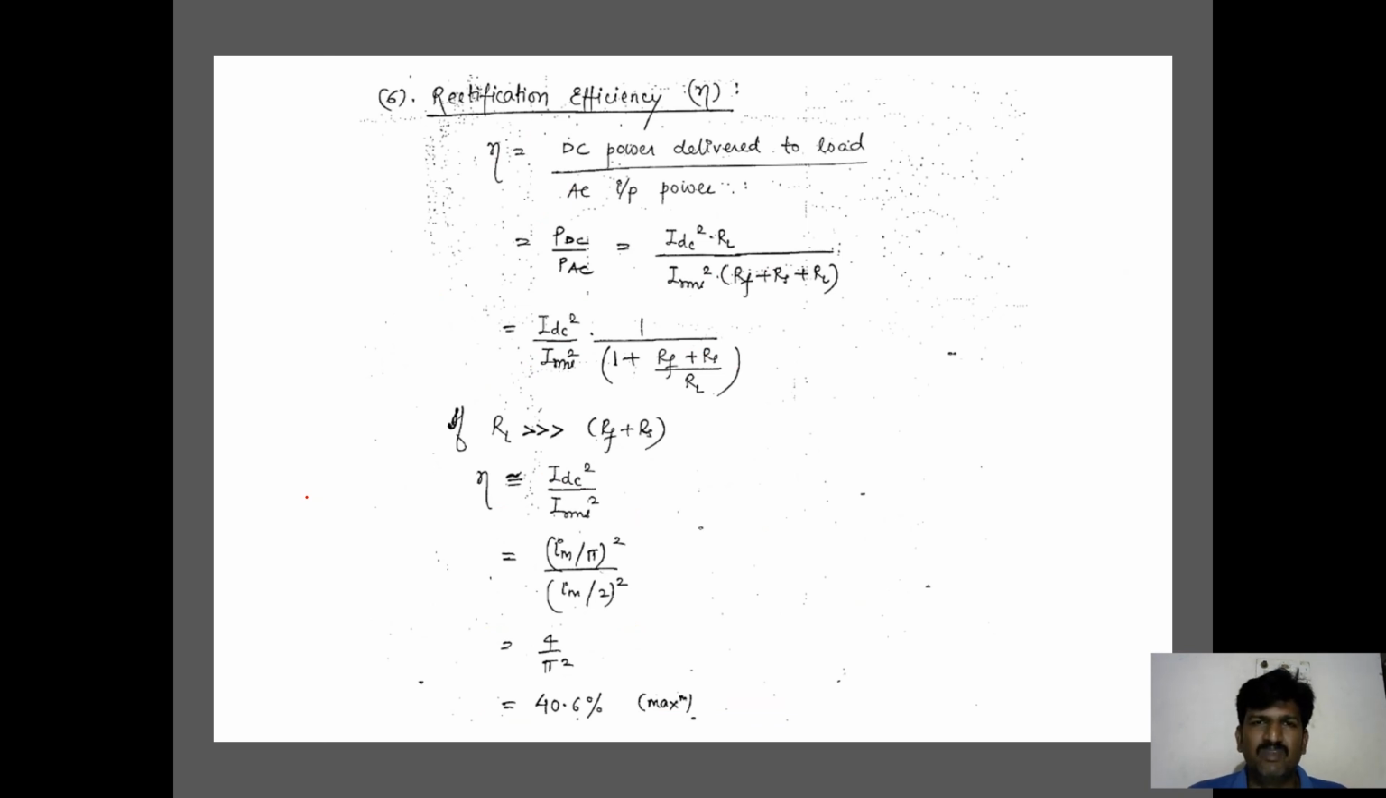Rectification efficiency means how much AC power you are giving and how much DC power you are delivering to the load, which is determined using the rectification efficiency. We have the formula PDC divided by PAC. It is equal to IDC square into RL divided by IRMS square into Rf plus Rs plus RL. You know P is equal to I square R. The same formula I applied here. We have the DC component, so I have written IDC square. We have the AC component, so we have written IRMS square.